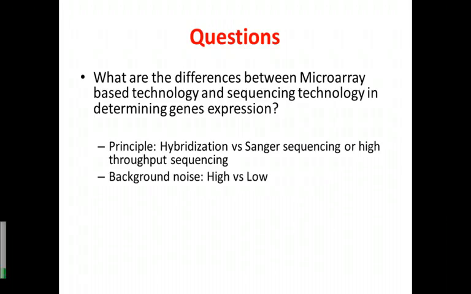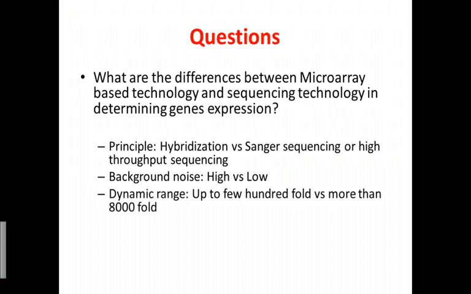The background noise is higher for microarray because they tend to have cross-hybridization, while sequencing technologies tend to have lower background noise compared to microarray. For their dynamic range, microarray dynamic range is lower. It can go up to a few hundredfold compared to sequencing technology, which has a higher dynamic range that can be more than 8,000-fold.